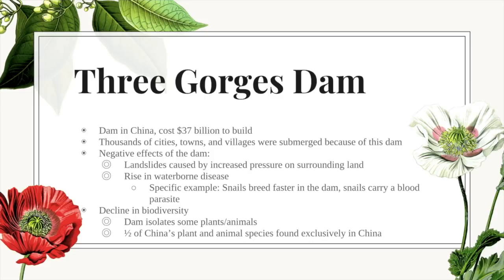For a more specific example, the snails are breeding faster in the dam, and these snails are carrying a blood parasite that could be really deadly for humans. And lastly, decline in biodiversity, which is a big overarching theme. The dam is isolating some plants and animals from their ecosystems, and half of China's plant and animal species are found exclusively there.